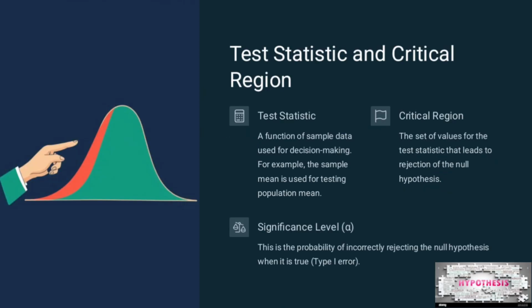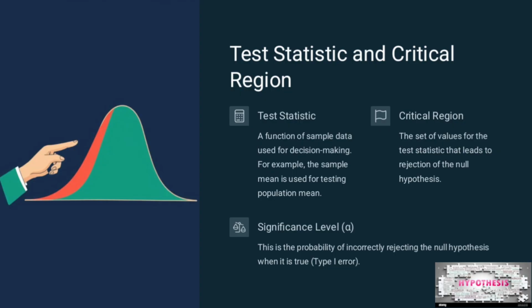Test statistics and critical region. Test statistic, a function of the sample data used for decision making. For example, the sample mean is used for testing the population mean. It is a value calculated from sample data used to evaluate the null hypothesis. For instance, a sample mean can be used to test a claim about the population mean.